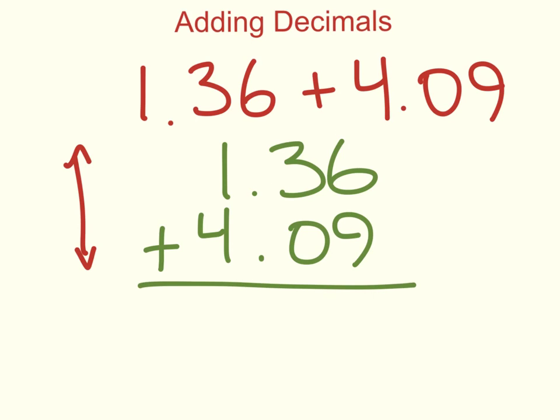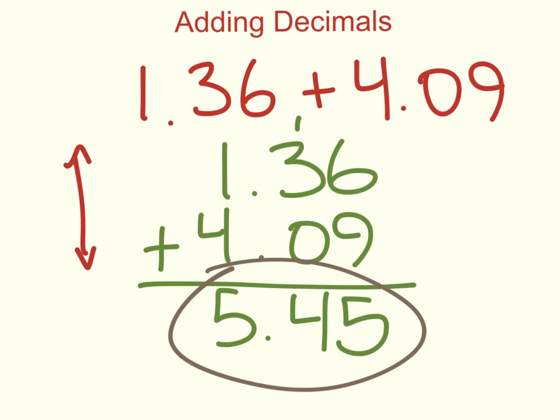Excellent. Now my decimals are lined up and I can add this properly. 6 plus 9 is 15. Carry my 1. 3 plus 0 plus 1 is 4. Drop my decimal down. 1 plus 4 is 5. And that's my answer right there. Excellent. Okay, let's do another example now, and we're going to make it a little bit tougher.